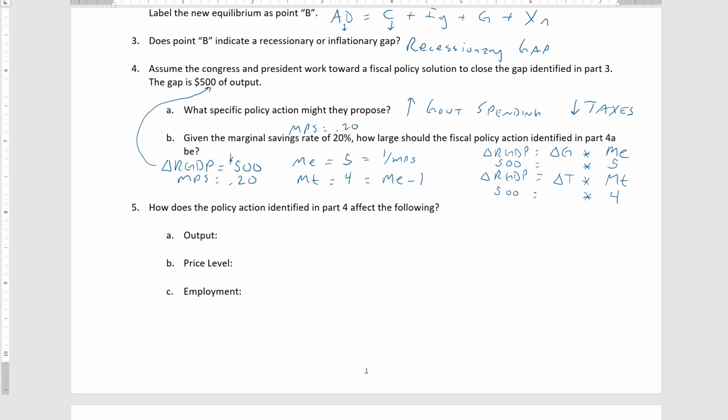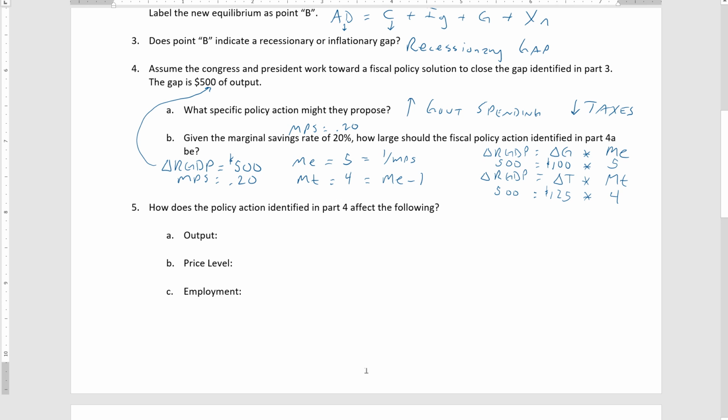So at this point, it's just algebra. 5 times what equals 500? Well, $100. So if we want to fix this, we would increase government spending by $100. That'll multiply 5 times to close a $500 gap. Or we will change taxes by $125, meaning we reduce taxes by $125. That would multiply by 4 times and change GDP by 500.